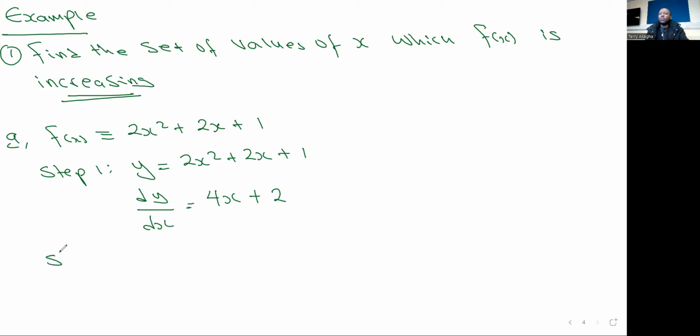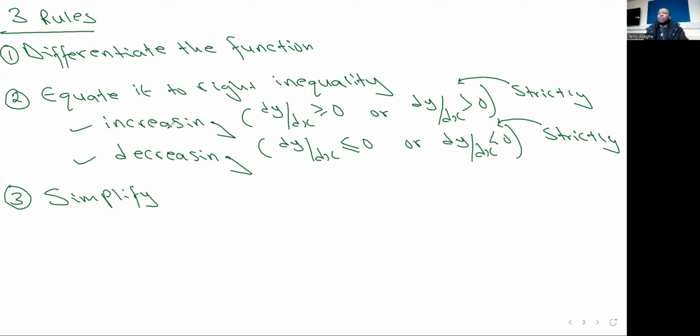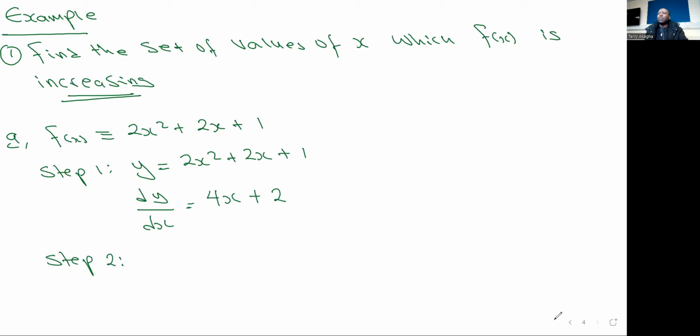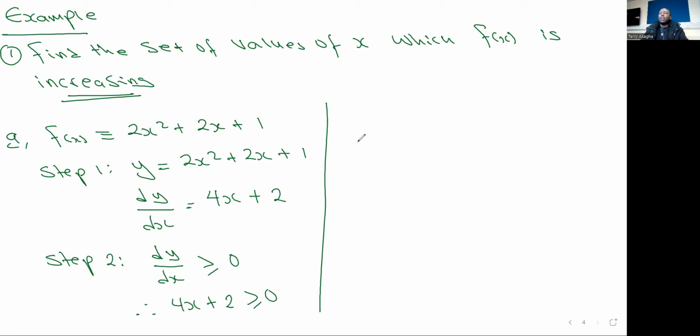Now, step 2. We're told that it's an increasing function, so we have to equate it to greater than or equal to 0. But if the question was strictly increasing, you would have dy over dx greater than 0. Because it's just increasing, dy over dx is greater than or equal to 0. So that means for it to be increasing, dy over dx must be greater or equal to 0. Therefore, 4x plus 2 will be greater or equal to 0.